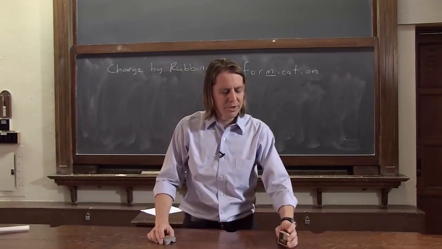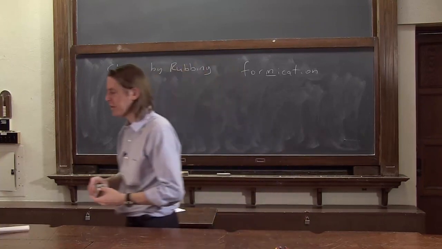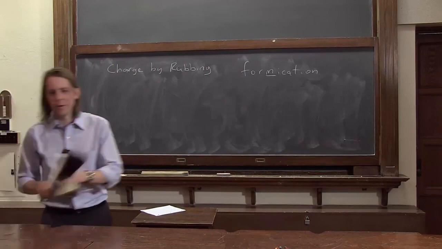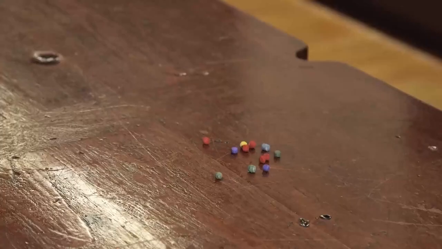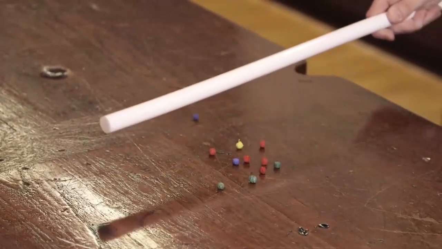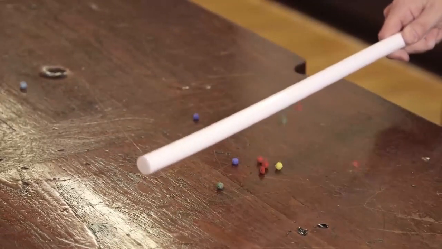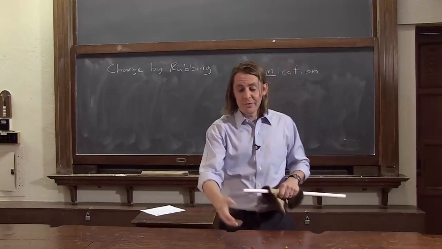These are little really light balls that have been colored to look nice, and they tend to get charged up. And if I bring the charged Teflon rod near the pith balls, you can see as I move it across, they start to move and they fly around under the influence of the charged rod. So there you have something begin to move.